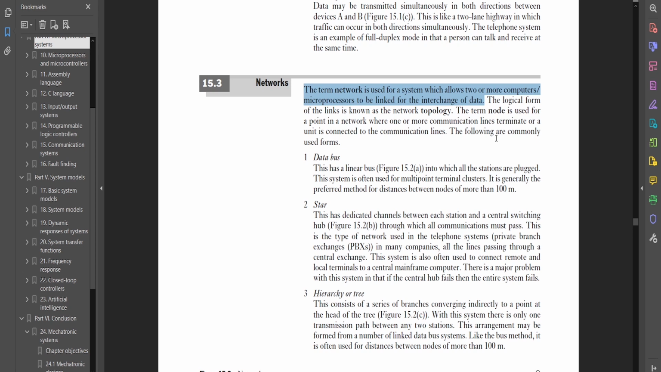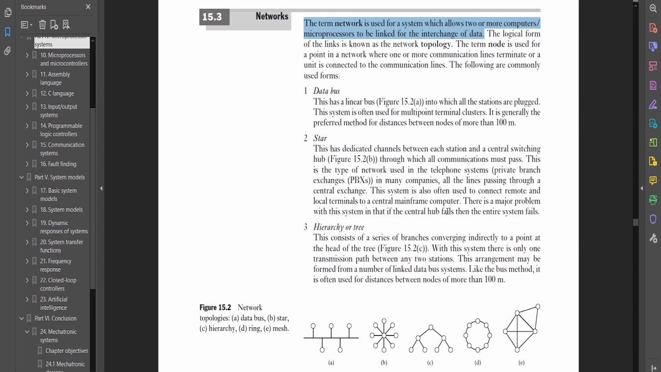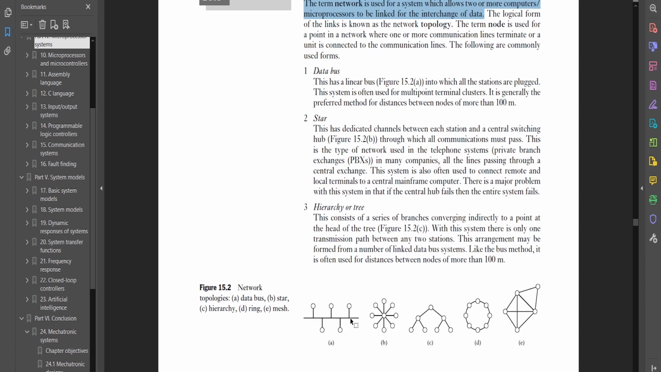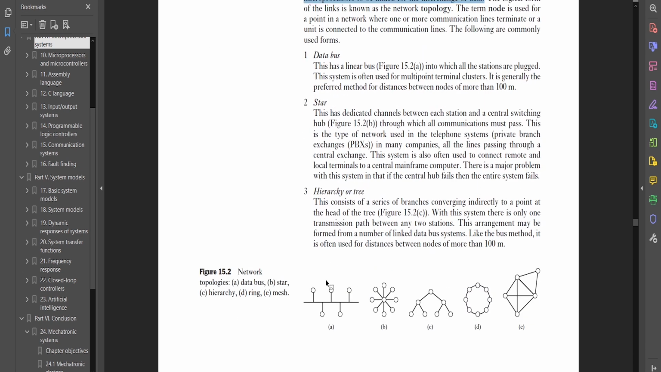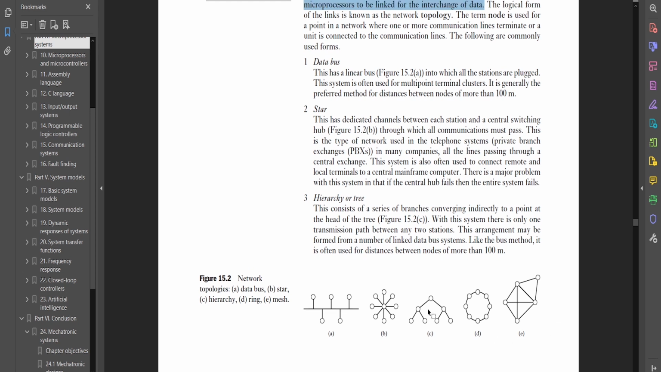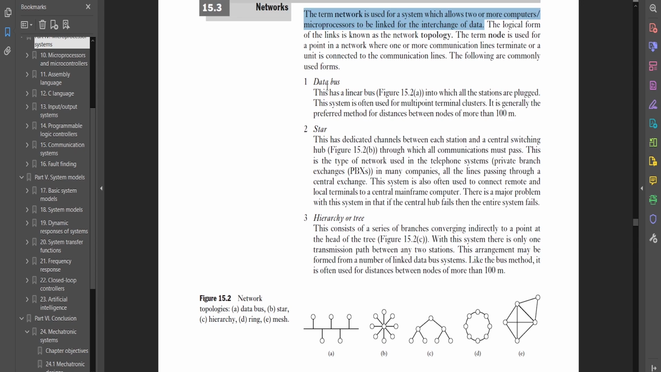The following are commonly used forms: data bus, star, hierarchy or tree. I actually fully understand all of those. You got a data bus, that's a star, that's obviously hierarchy. This is going to be a ring, and I don't know what this is. Oh, mesh. Oh, nice. I don't know why I find that actually quite interesting, how you would set up networks.